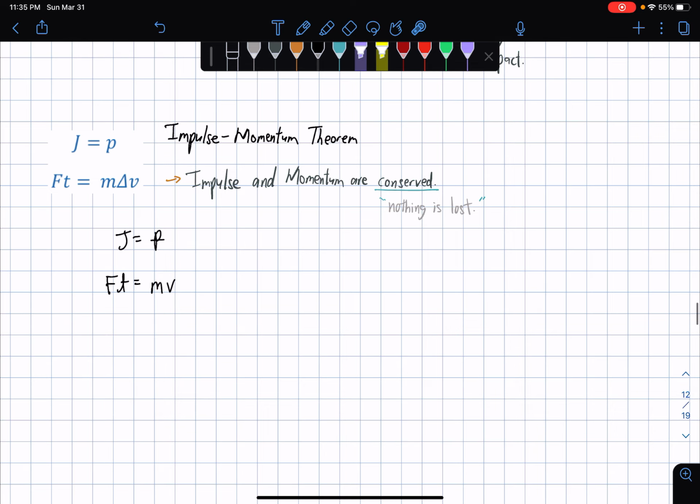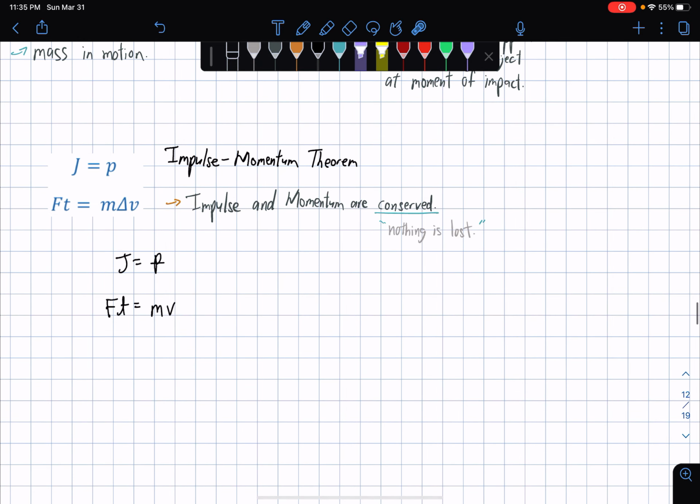Another thing you have to know is the impulse-momentum theorem. It basically states that impulse and momentum are conserved. The word conserved is the same idea as the law of conservation of energy, stating that no energy is lost. Here it's the same thing. Other than energy, impulse and momentum are also conserved, so they're not lost. They can be transferred, rather.